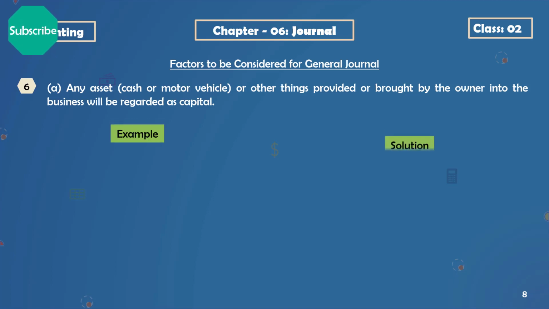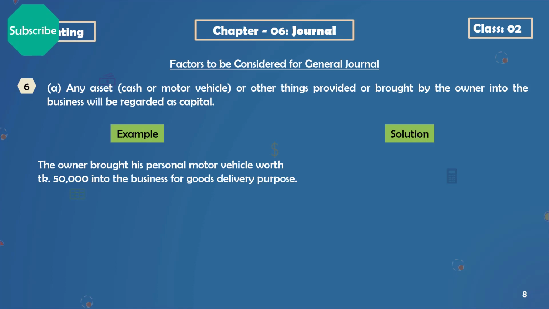So example and solution: the owner brought his personal motor vehicle worth taka 50,000 into the business for goods delivery purpose. That means the owner had a motor vehicle worth taka 50,000 and he brought this vehicle into the business for delivering goods to its clients. So this motor vehicle was added to the business as an asset, and this will increase the owner's capital also. So the journal entry is motor vehicle account debit, capital account credit.